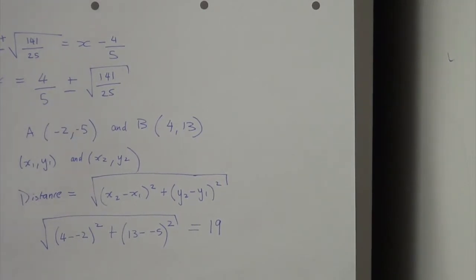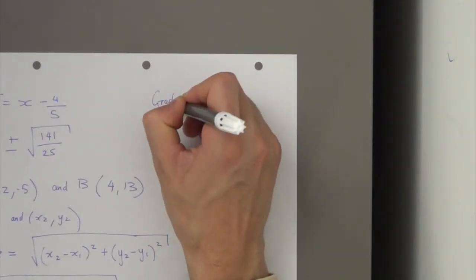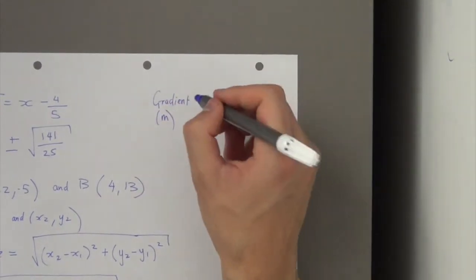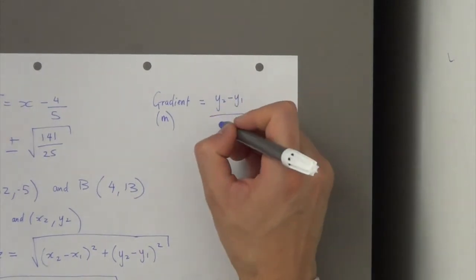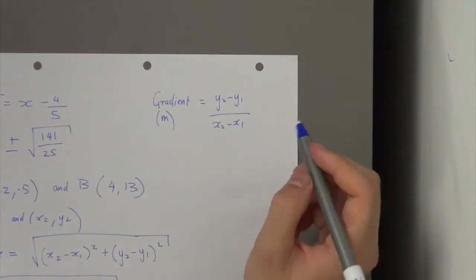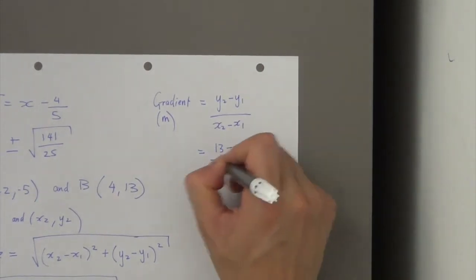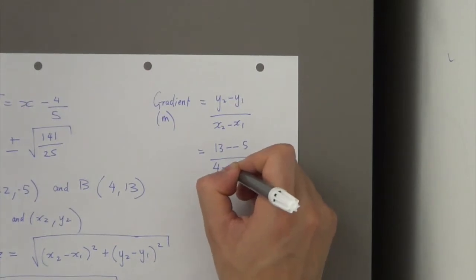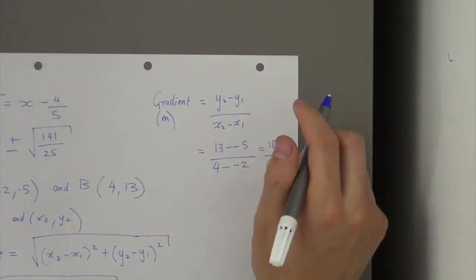Next question. It says, find the equation of the line through A and B. Give your answer in the form y equals mx plus c. To do this question we need to work out the gradient first of all. Gradient is m, and it's equal to y2 minus y1 divided by x2 minus x1. So if I put those numbers in, it's 13 minus -5 divided by 4 minus -2, equals 18 over 6 equals 3. So my gradient is 3.